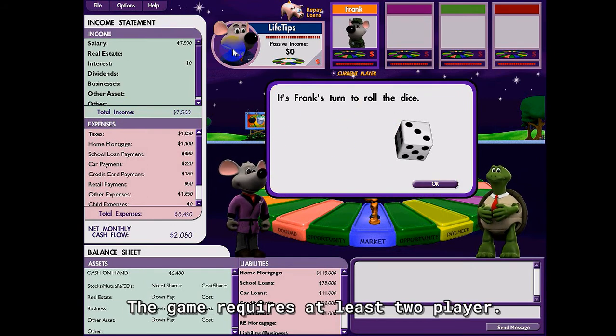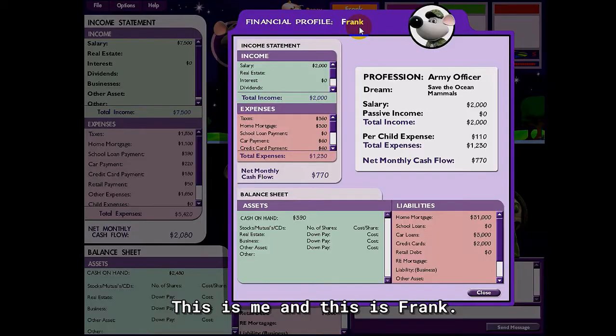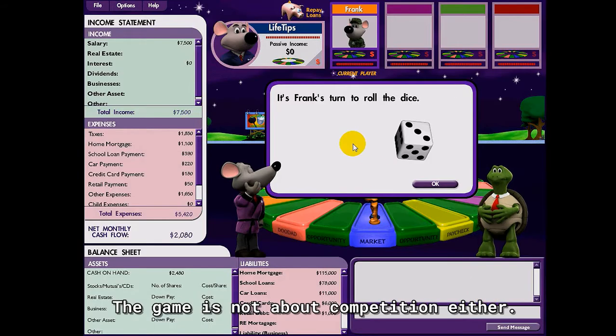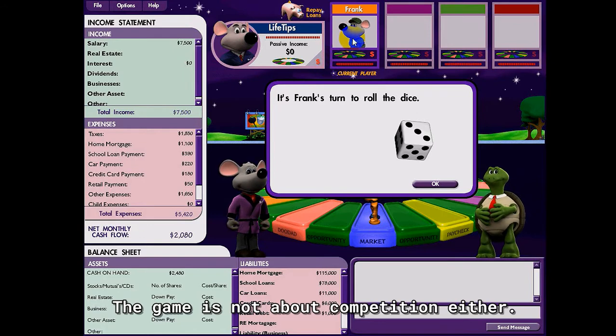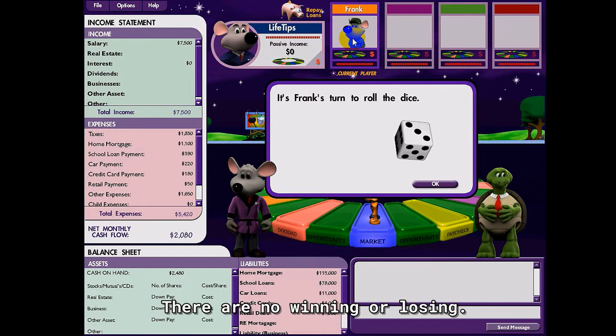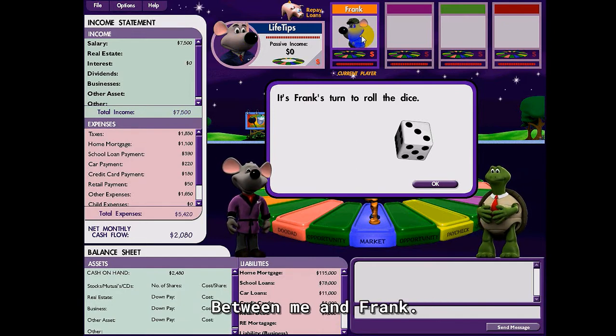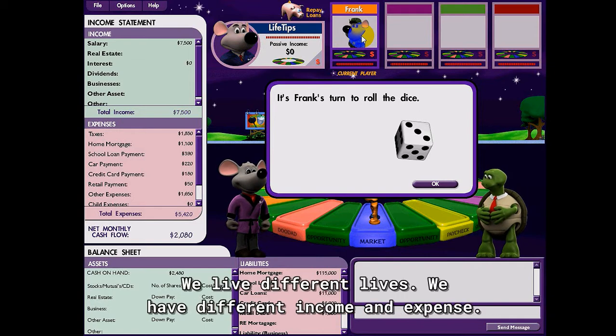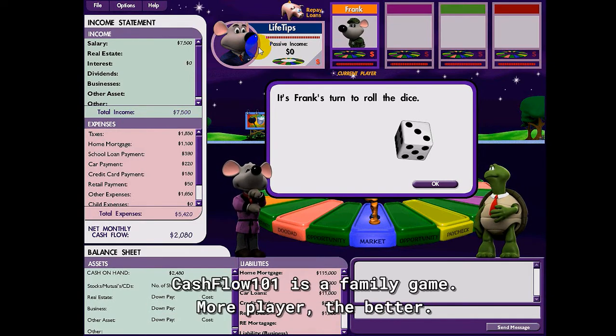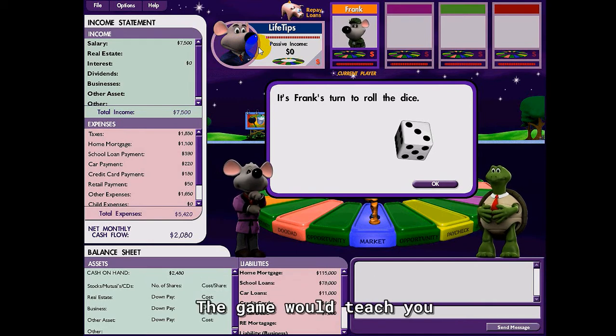Okay, so this is the interface. The game requires at least two players. So this is me and this is Frank. We're not related, and this is not about winning or losing between me and Frank. We have different lives, but the game requires two players.